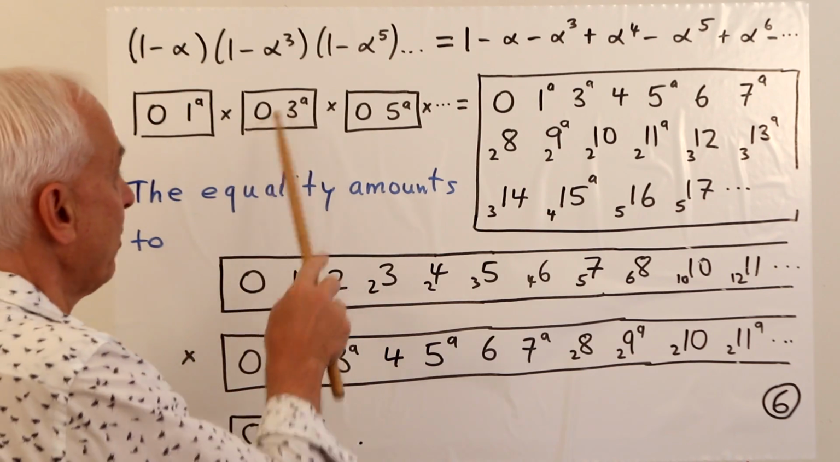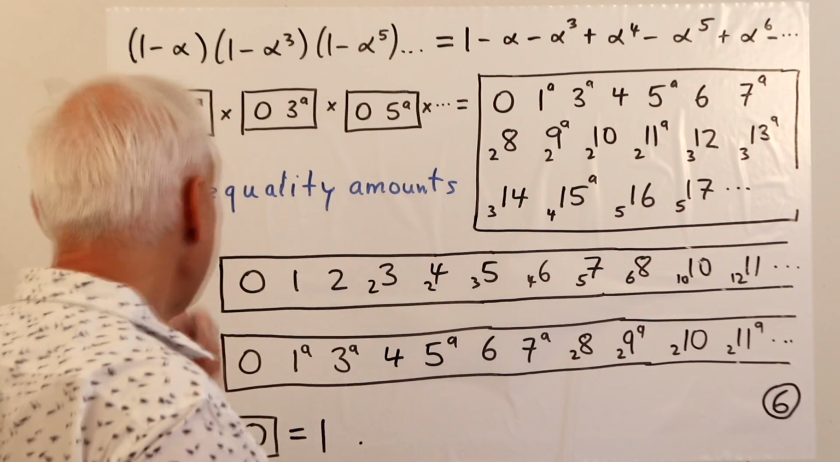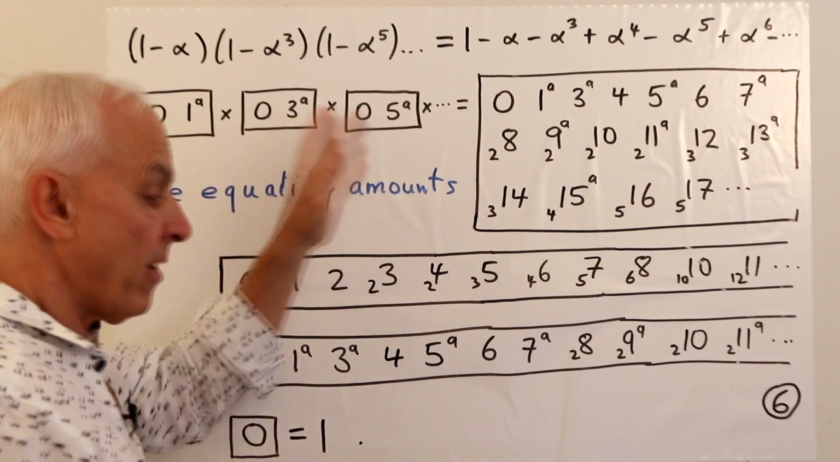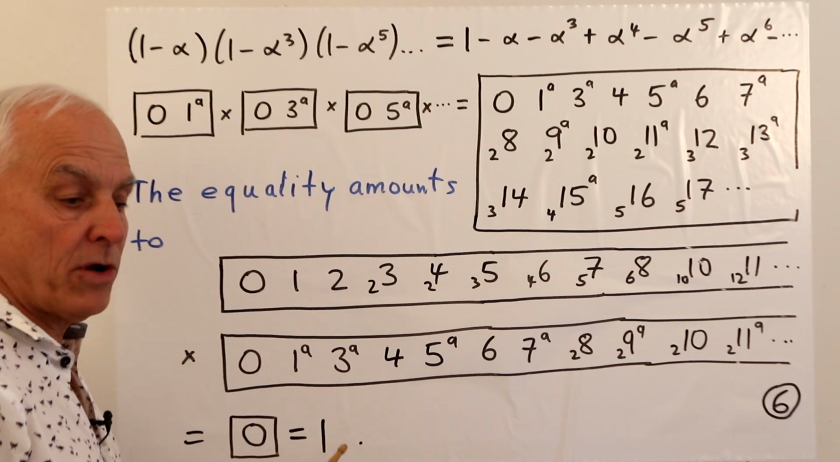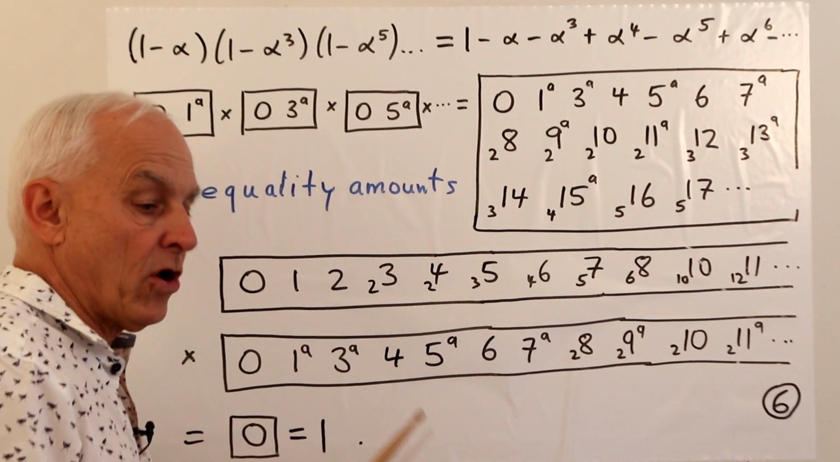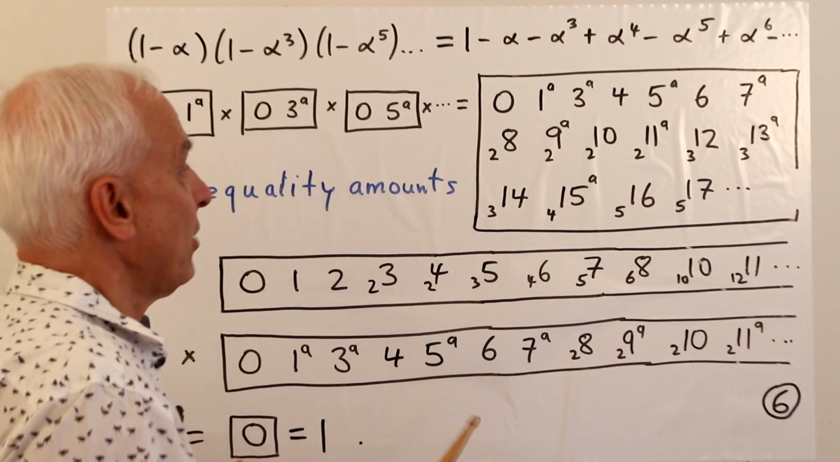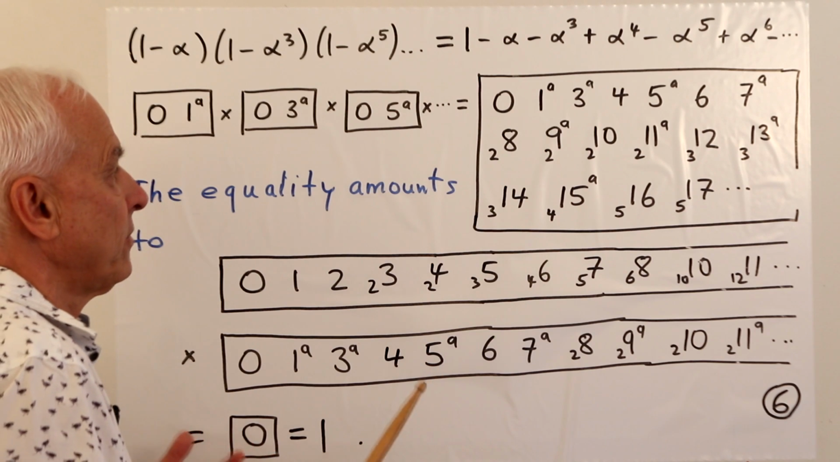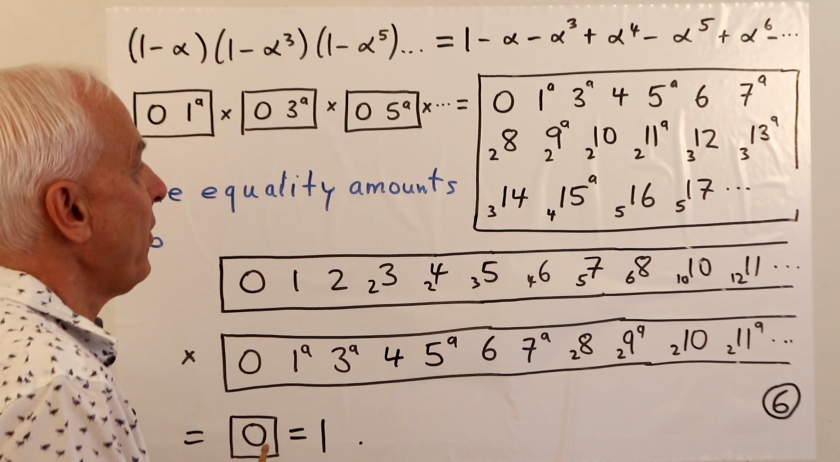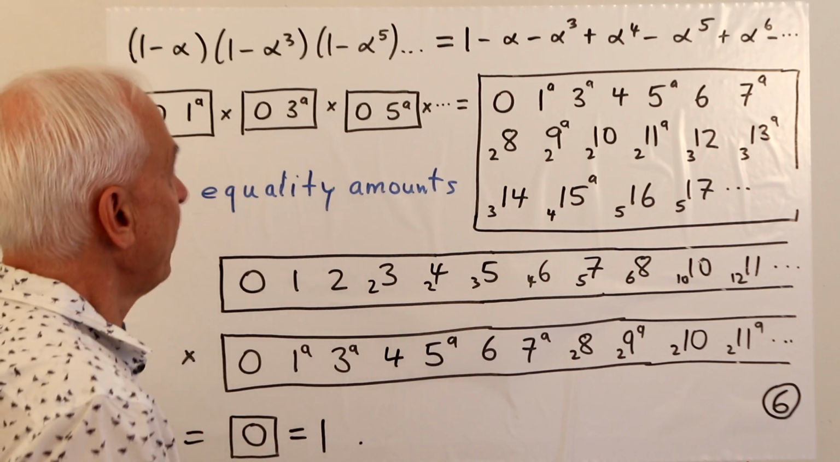This is a box with 0, 3 ante. This is a box with 0, 5 ante. And again, we just do all possible sums where we're just taking finite numbers of entries. So never more than a finite number of non-zero entries.